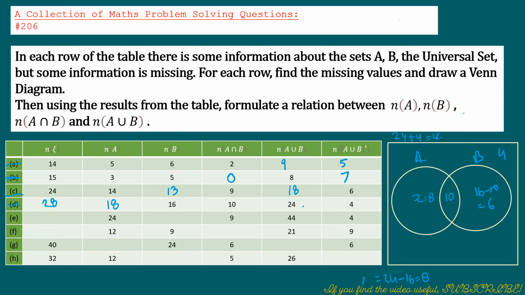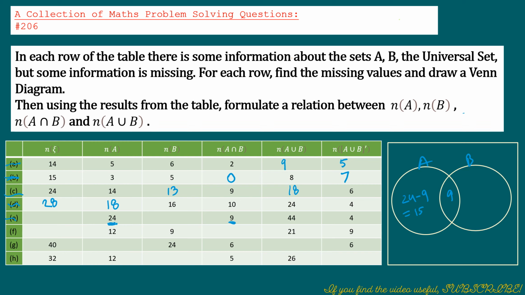For the next part, it's E. We have not been given the universal set, but they have given us the intersection and n(A). So n(A) is 24, and A intersection B is 9. So A and B, and this is 9. And A is 24. So A only would be 24 minus 9, and that is 15. 15 plus 9 is 24.